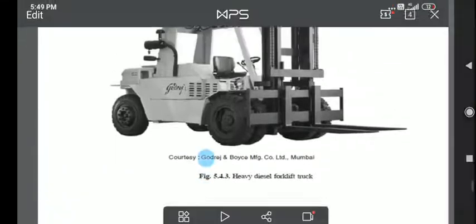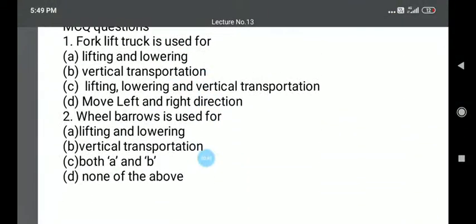This is also used for the movement of materials from one place to another place. Soft floor handling is also there. And this is another one, forklift trucks, which will also be considered.